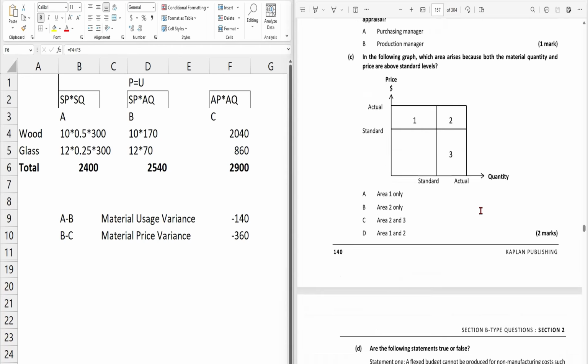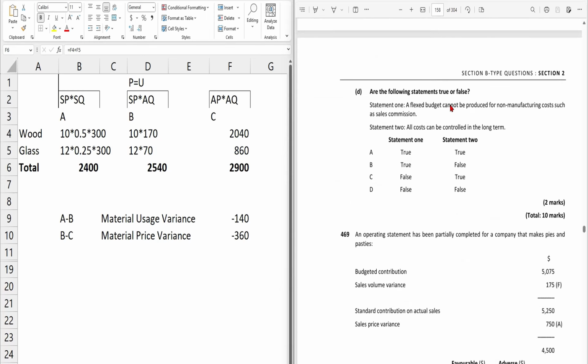Now question number C. In the following graph, which area arises because both material quantity and price are above the standard level? See, अगर प्राइस इज above स्टैंडर्ड लेवल तब हमारा प्राइस वेरिएंस का कैलकुलेशन होगा. एंड अगेन क्वांटिटी अगर ज्यादा होगा तो क्वांटिटी वेरिएंस, पर इन दोनों को इंटरसेक्ट सिर्फ 2 कर रहा है. सो 2 विल बी द एरिया which will represent both material quantity and price being above the standard level.